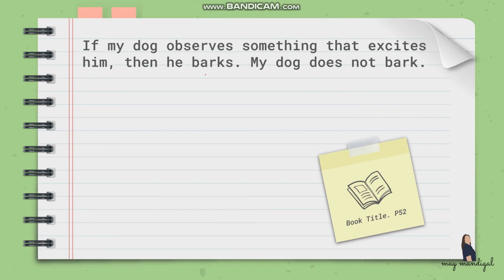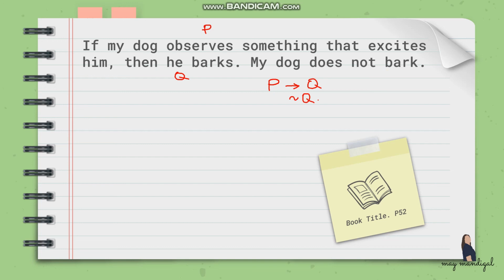So what we have here is an implication. If my dog observes something that excites him, that's P, then he barks. So my dog barks, so that's Q. So if I will write it into its propositional form, if my dog observes something that excites him, then he barks. My dog does not bark. So that will be not Q.